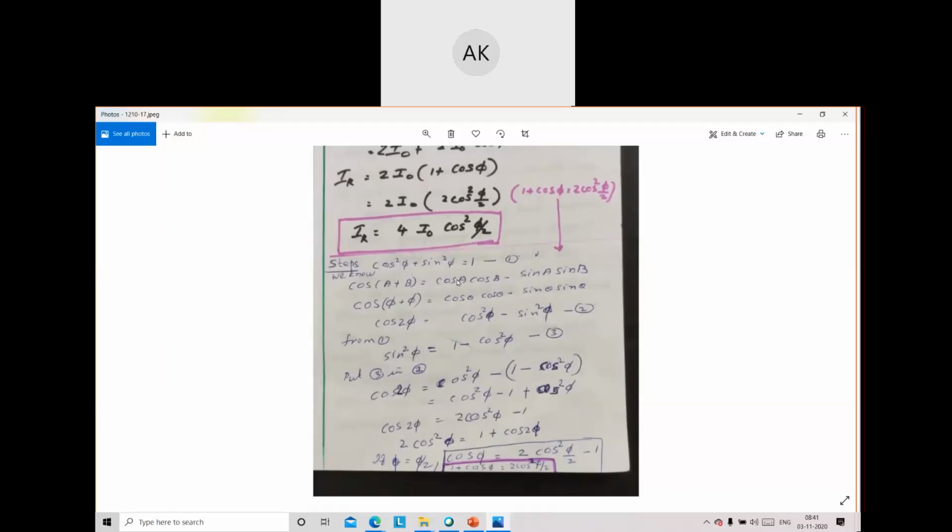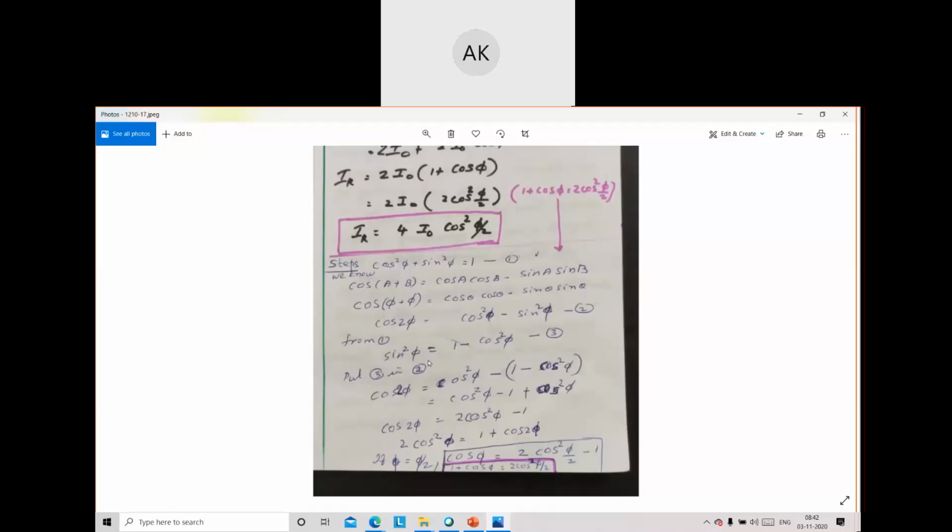Cos square phi plus sin square phi equals 1. We know cos of (a plus b) equals cos a cos b minus sin a sin b. Then a equals b is what we said, so phi plus phi will come. Cos a means phi, not theta, phi. Cos phi into cos phi minus sin phi into sin phi. So cos 2 phi equals cos square phi minus sin square phi.